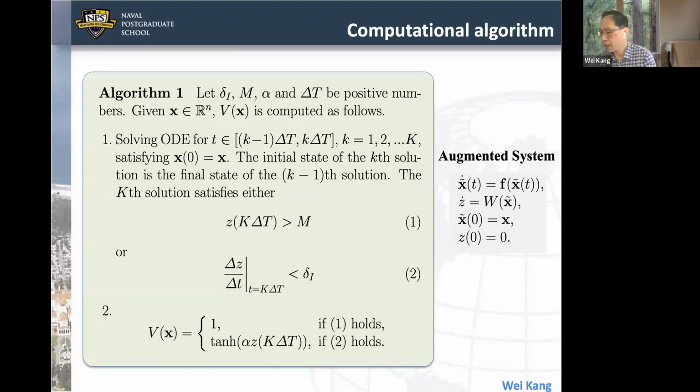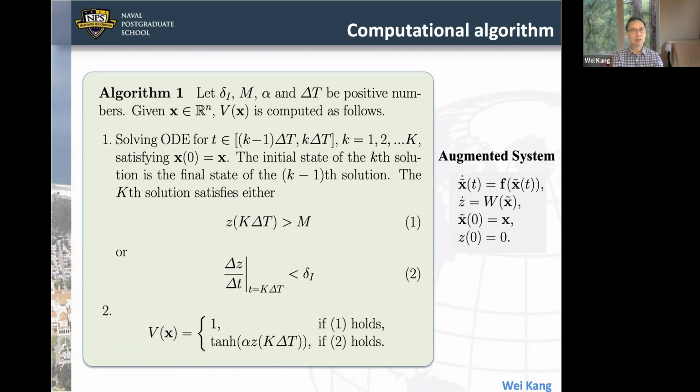This algorithm one actually needs an ODE solver. Then you solve this ODE along small intervals, and there are two cases. Either at a certain time moment, your integration, the z value, is larger than m, then you stop. You consider it's infinite already. Or if this rate of change drops below delta, I say okay, stabilized, right?